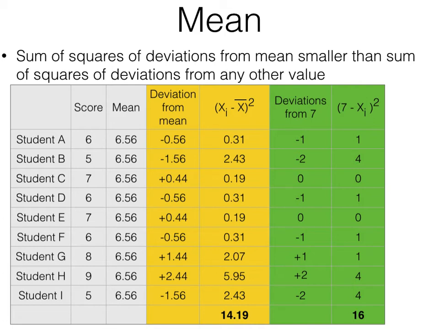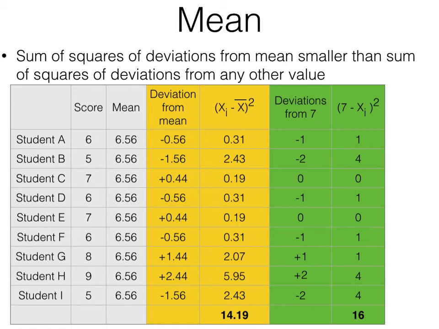Let's look at student E with a score of 7. That student's score was 0.44 above the mean. When I square that, the squared deviation is 0.19. Let's do one more. Let's look down here at student I. That student's score was 5. That means that student scored 1.56 points below the mean. And when I square that, the squared deviation is 2.43.